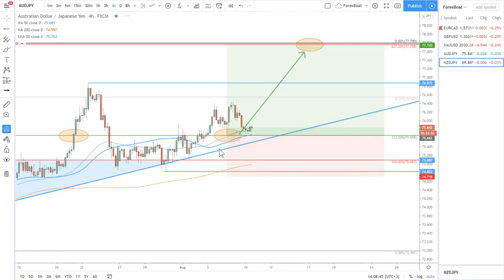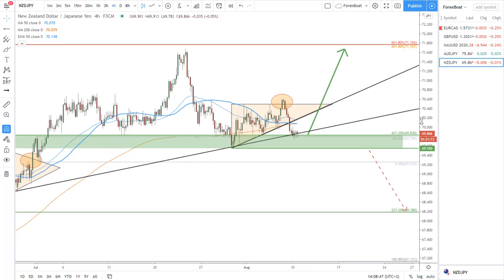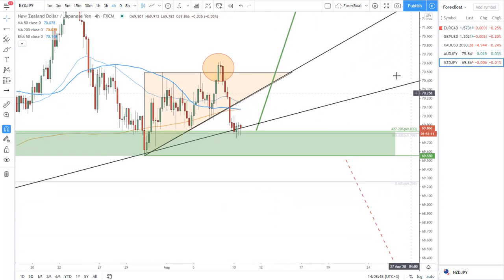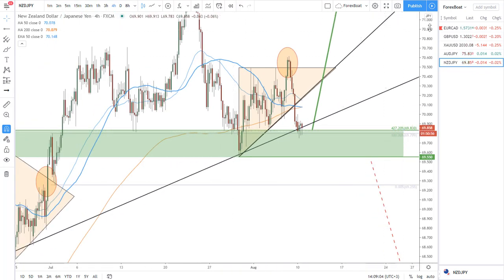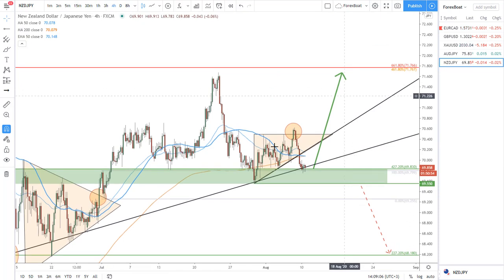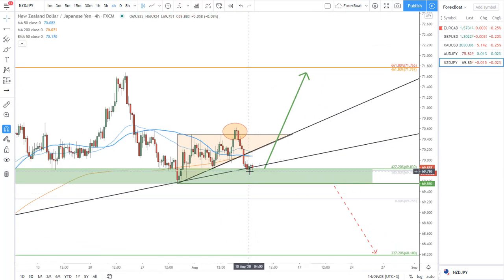And New Zealand Japanese yen, guys, we were doing the analysis once the price was around this area, 70.30, and this was the expected move. It has been mentioned that this would be an ideal price if this level will be tested back to the support area. So New Zealand Japanese yen seems very interesting in terms of buying opportunity, especially at this price.